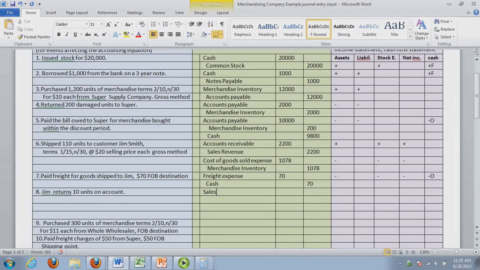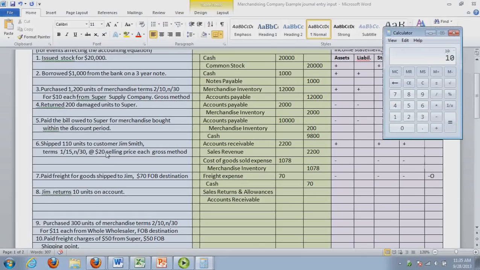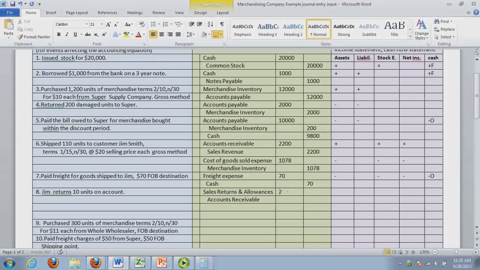But if you want to track how much has been returned, there's a new account called Sales Returns and Allowances. And this is going to allow us to really see how we're doing with returns, because a retail company doesn't want to have many returns. So it's good for us to see how things are going. And of course we have to reduce accounts receivable. So if we go back, the selling price was $20. And of course we only have 10 units, so 10 times 20 hopefully is 200. Okay, so that's going to be our amount.